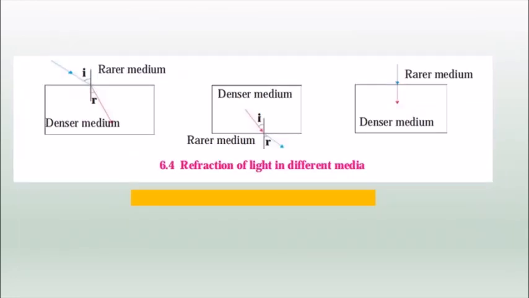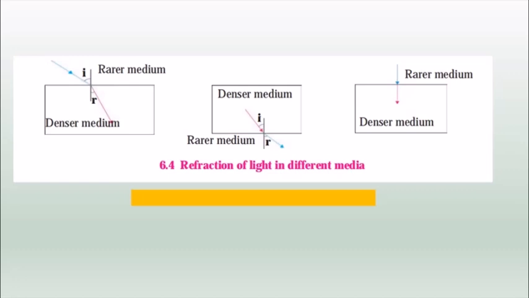Now here are the three different ways in which the light will refract. That is the refraction of light in different mediums when it enters from rarer medium to denser or denser to rarer. So how is it going to travel? First we can see that when a light ray passes from a rarer medium to a denser medium, as you can see in the figure, it bends towards the normal.